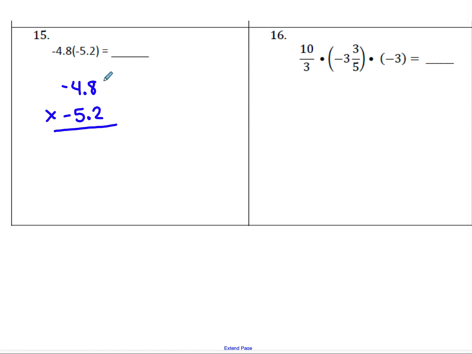Okay, you're going to multiply it as if it is 48 times 52. And then when you get to your answer, you're going to put 2 decimals in. Go ahead and pause and try it on your own. Okay, let's check our answers.